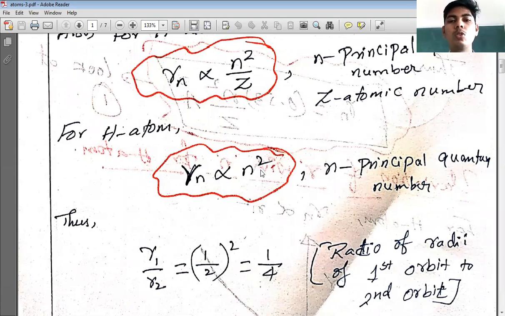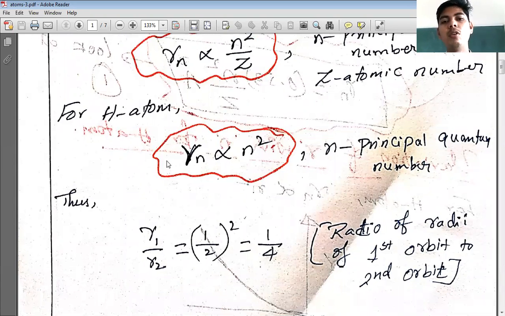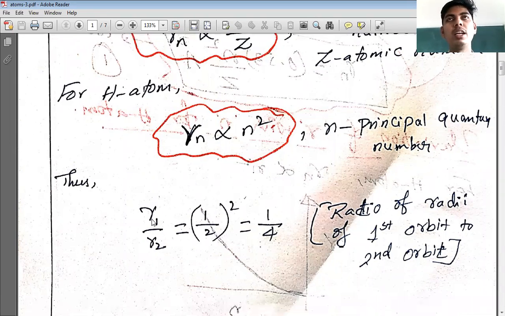So if you calculate the ratio of radii of electron orbits, say the ratio of the radii of the first and second orbit, the ratio of the radii of the first and second orbit will be r1 by r2 is equal to (1 by 2) whole square.